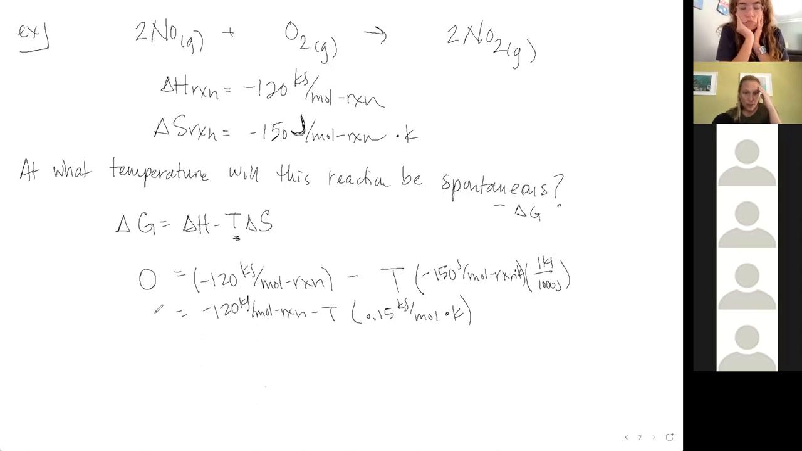So then if we move the 120 over, divide by 0.15, we get our temperature has to be 800 degrees Kelvin. So is it anything less than, yeah, you're right. And this is negative.